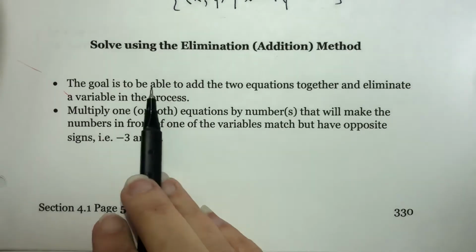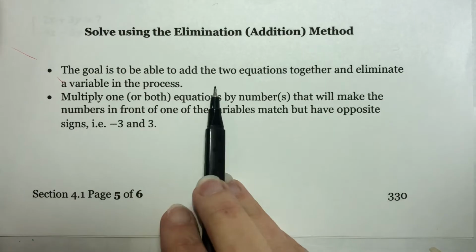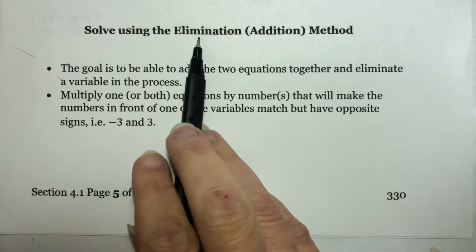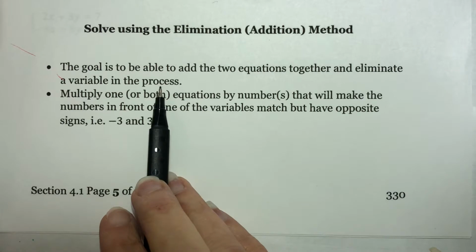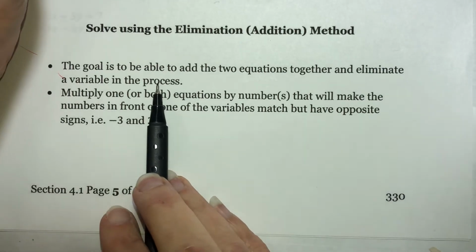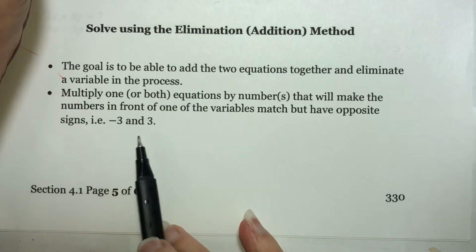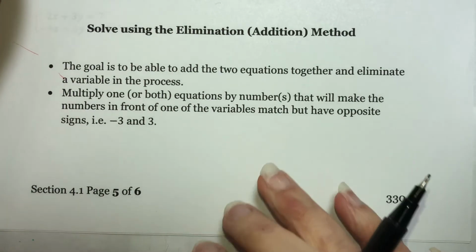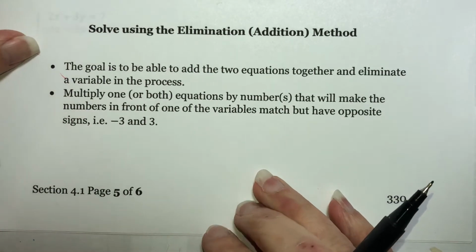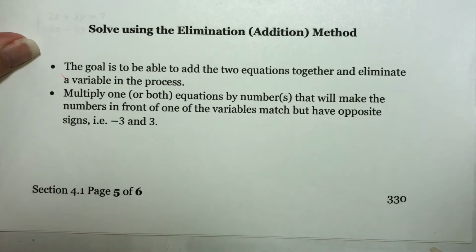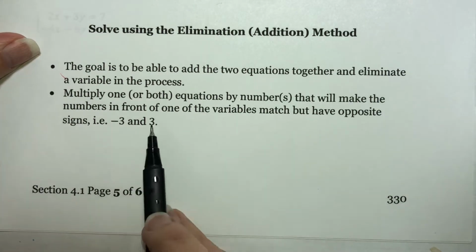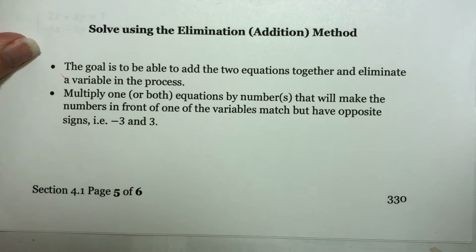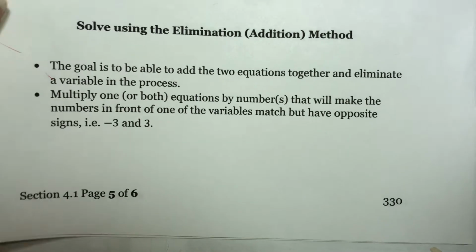What we want to do is add two equations together and eliminate a variable in the process. We can do this by multiplying one or both equations by the number that will make a variable go away. We're trying to force the number in front of x to be -3 and 3, or -10 and 10, something that when we add them together will cancel out.